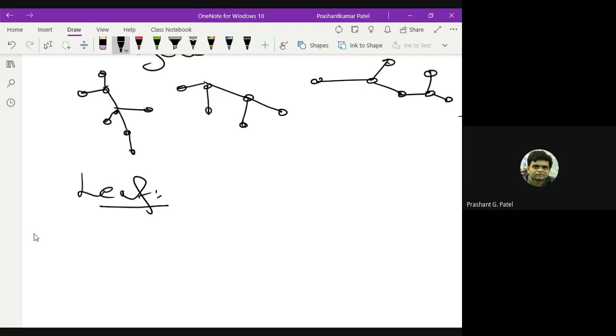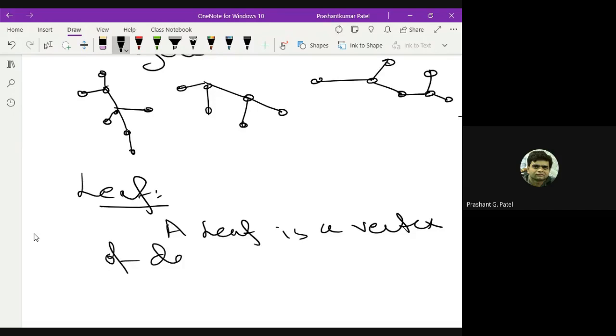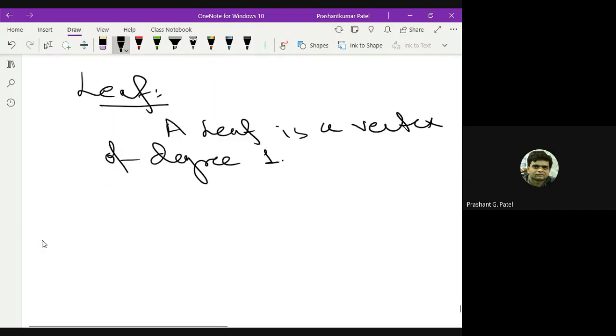A leaf is a vertex, or I can say a pendant vertex, whose degree is 1. A leaf is a vertex of degree 1. For example, this is of degree 1, this is of degree 1, this is of degree 1, and so on. Or I can say a leaf node has no children nodes.